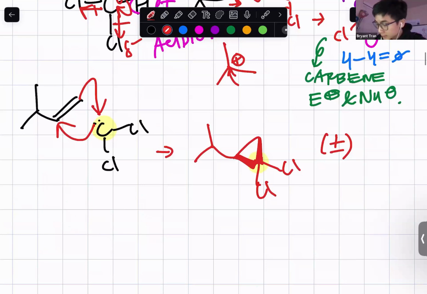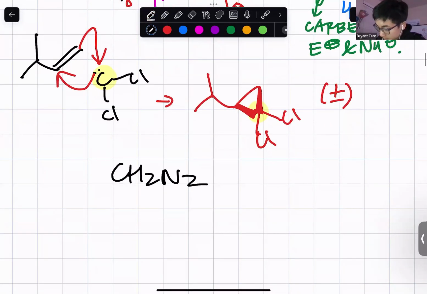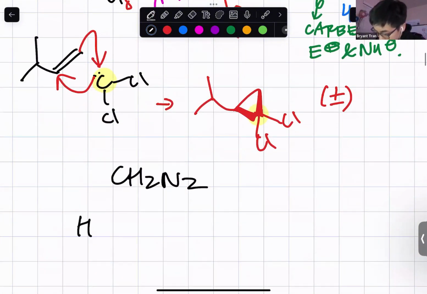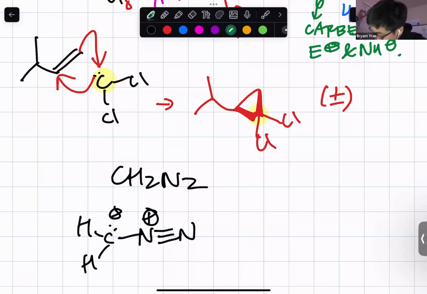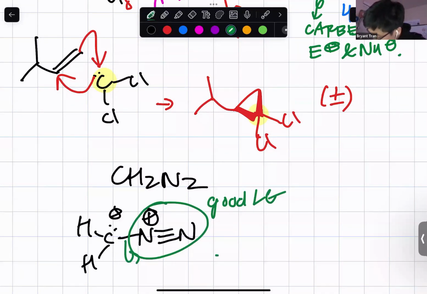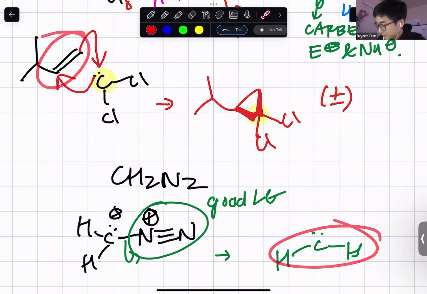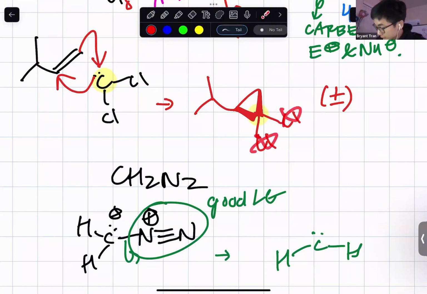Okay. So there is another mechanism you need to know that is similar to this, which is the one with CH2N2. But it's going to be very similar. The first step is just going to be the one that's different, right? Because if you draw out the Lewis structure of that, we have this N2 right here, which is a very good leaving group. When we kick it out, we're going to form this carbene here, right? Which is going to do the same reaction with any alkene. But instead of having chlorines, we're going to have hydrogens on that cyclopropane.